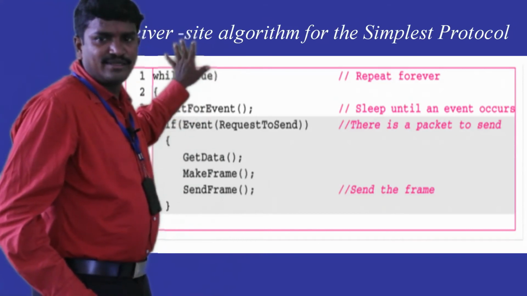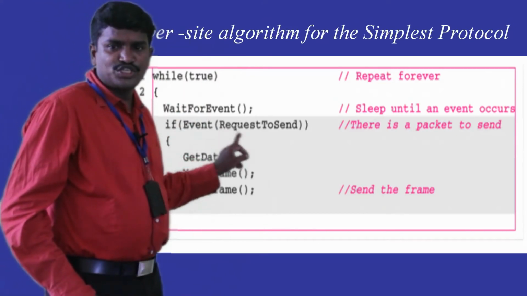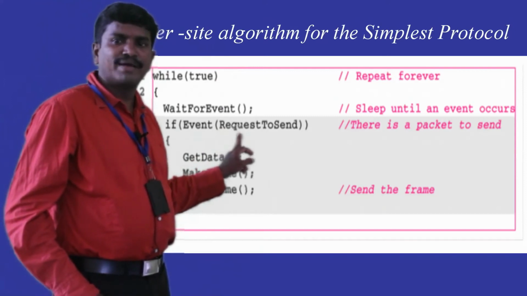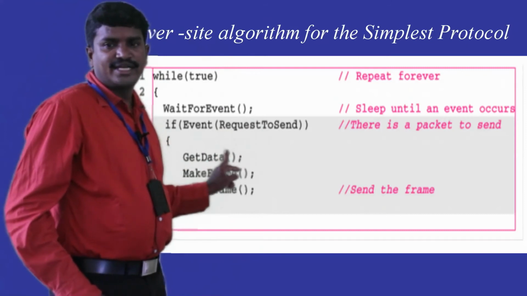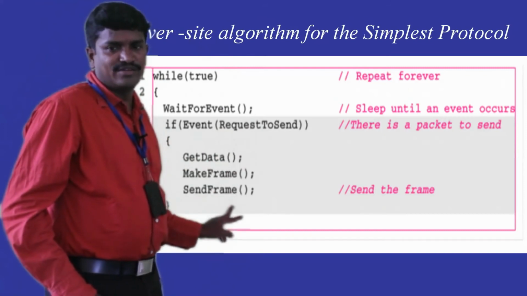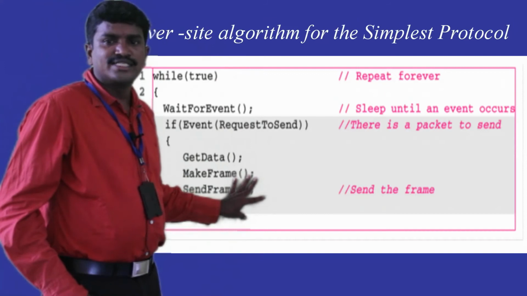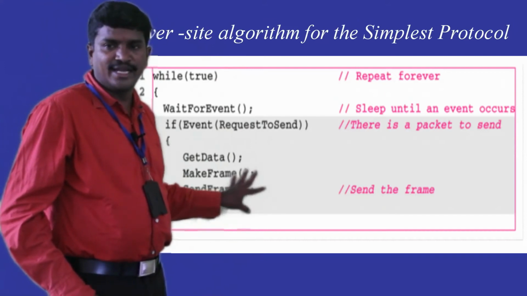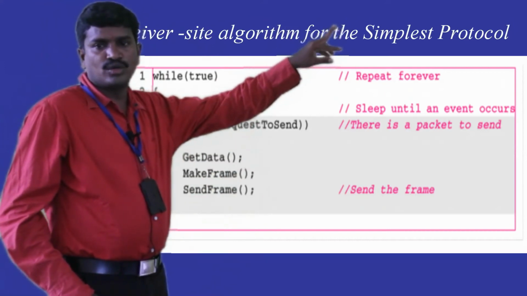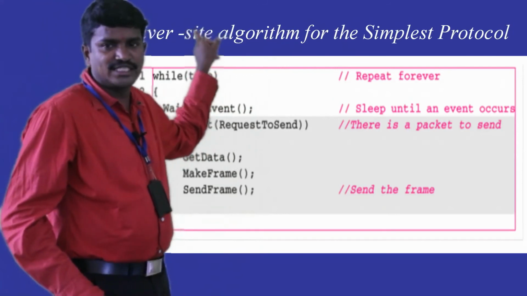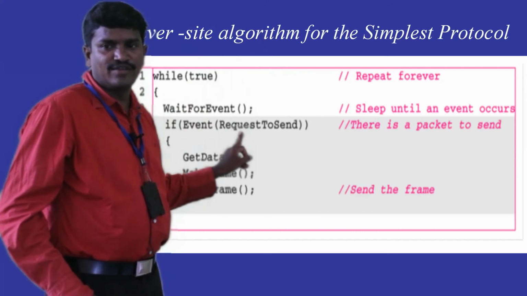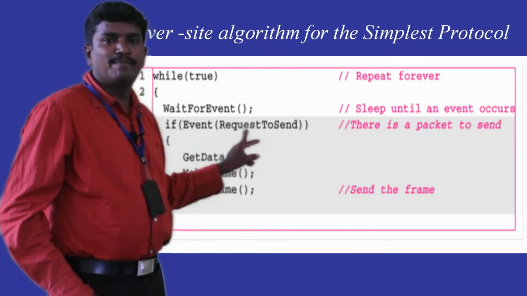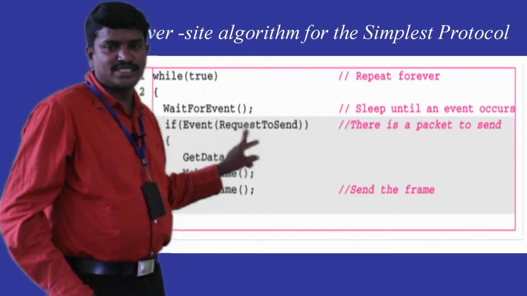At the sender side, waiting for an event. Which kind of event? A packet coming from the above layer, that is the network layer. When that event occurs, get the data, make a frame, send the frame. This is the work done by the sender in the simplest protocol. Don't get confused, here we have written it like a receiver, but it is not. It is the sender side algorithm where it is waiting for an event. That event we call a packet coming from the above layer, that is the network layer.